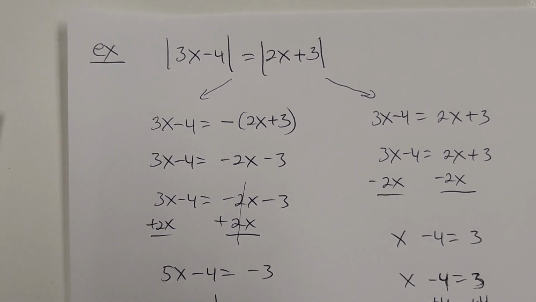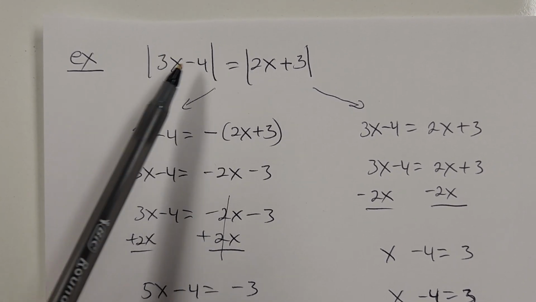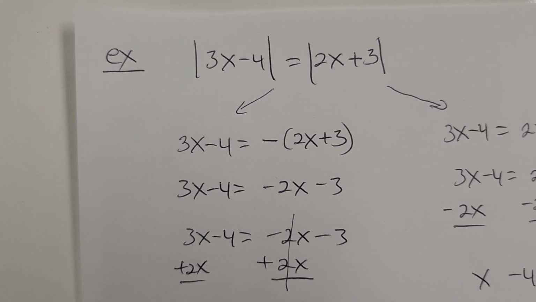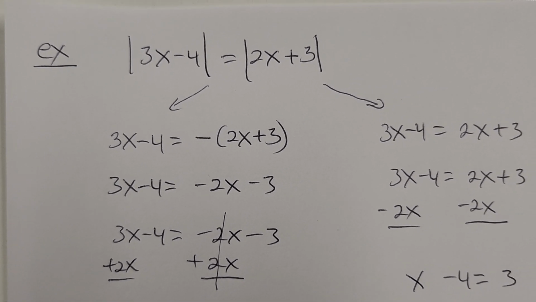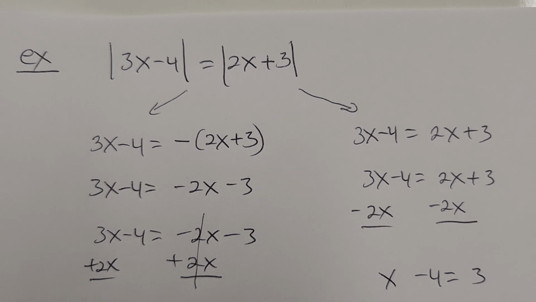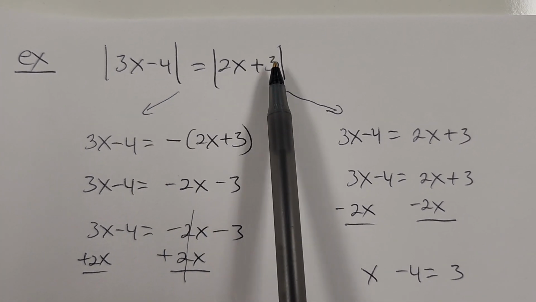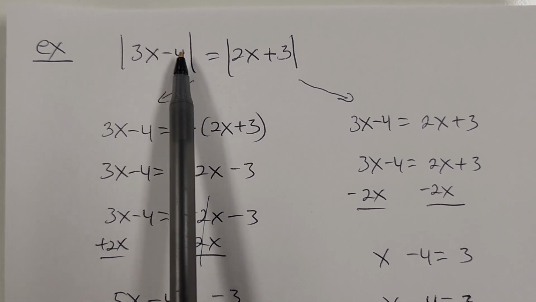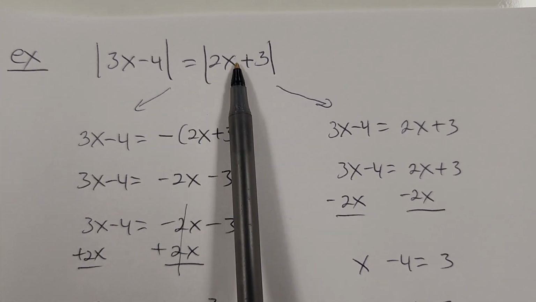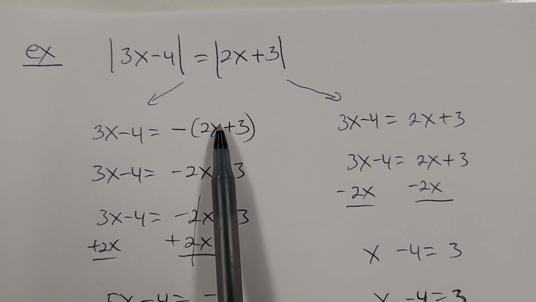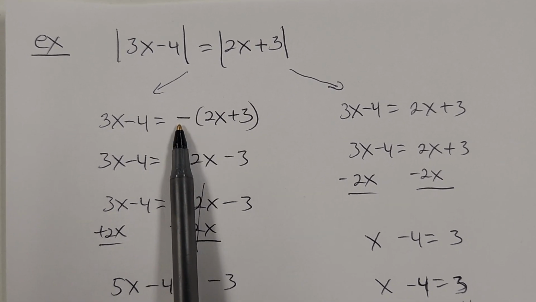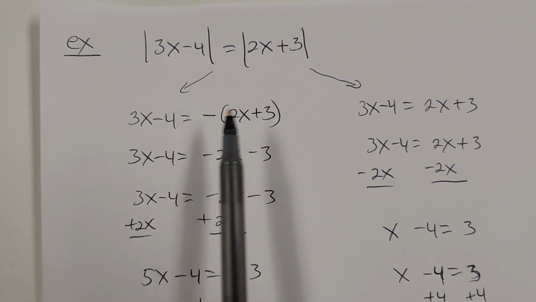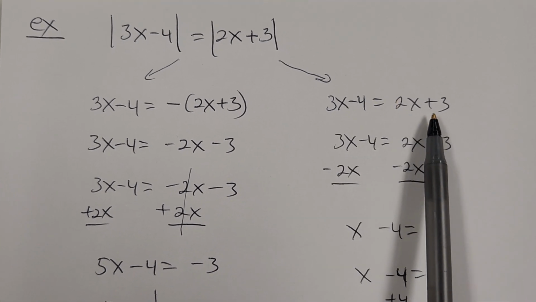Here's the third example. What happens when I have two absolute values on left and right? All you have to do is just split them up, automatically, left side and also right side. So when I have two absolute values, one on left, one on right, just split them up. So 3x minus 4 stays as is. This right here, 2x plus 3, make sure you put it in parentheses and the negative is in the front. Why negative? Because the left side is negative. On the right side, leave everything the same.